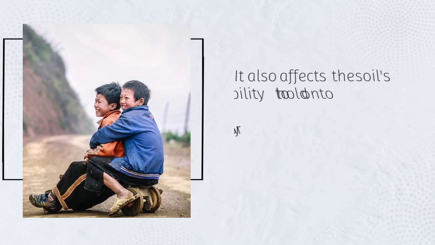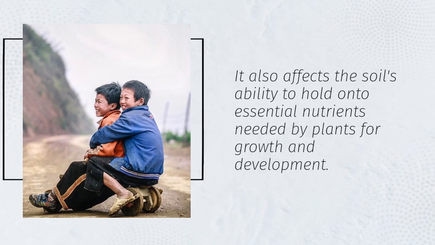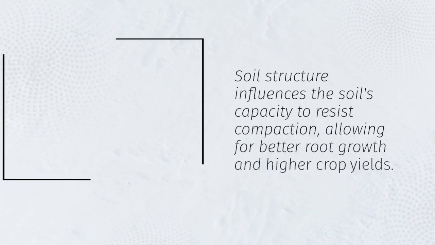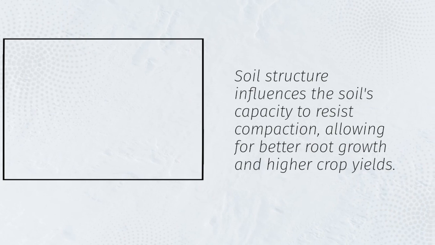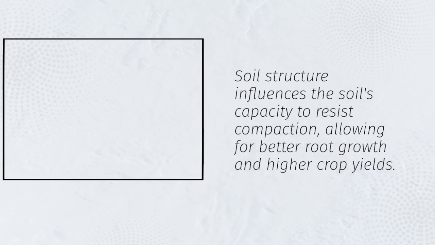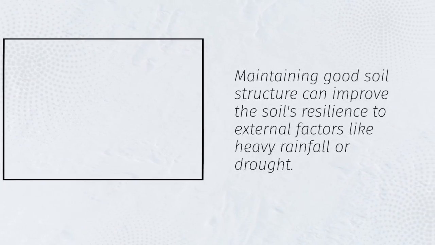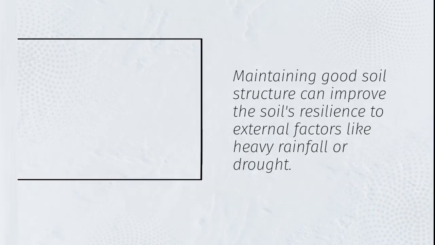It also affects the soil's ability to hold onto essential nutrients needed by plants for growth and development. Soil structure influences the soil's capacity to resist compaction, allowing for better root growth and higher crop yields. Maintaining good soil structure can improve the soil's resilience to external factors like heavy rainfall or drought.